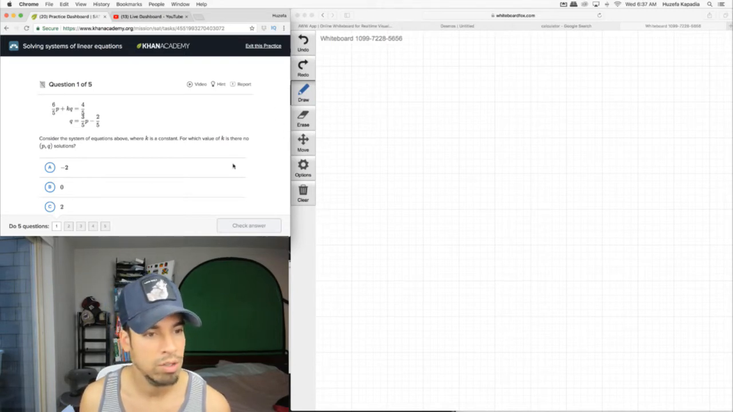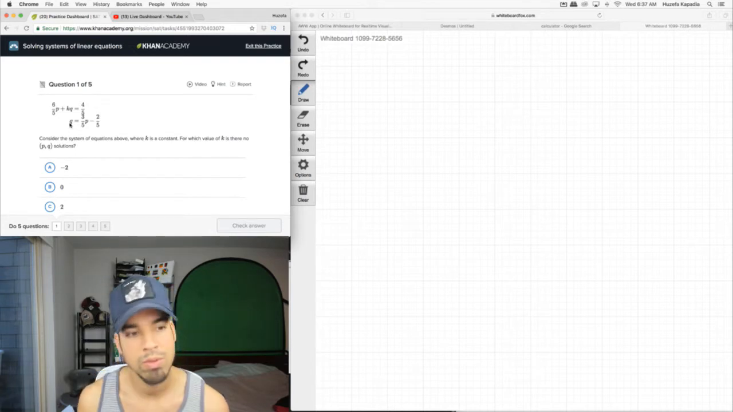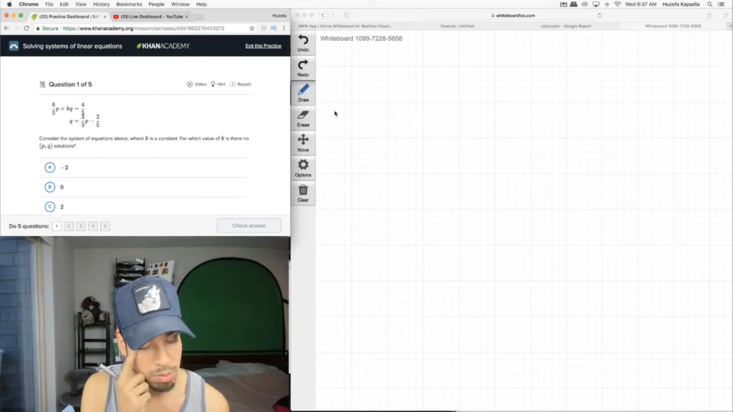All right, let's jump right into it. So we got a system of linear equations, non-calculator section, and we say for which value of k is there no solutions for PQ. As soon as you see something where it's like, hey, when is there no solutions? There's no solutions when these two lines are parallel. And that's what they're basically referring to.